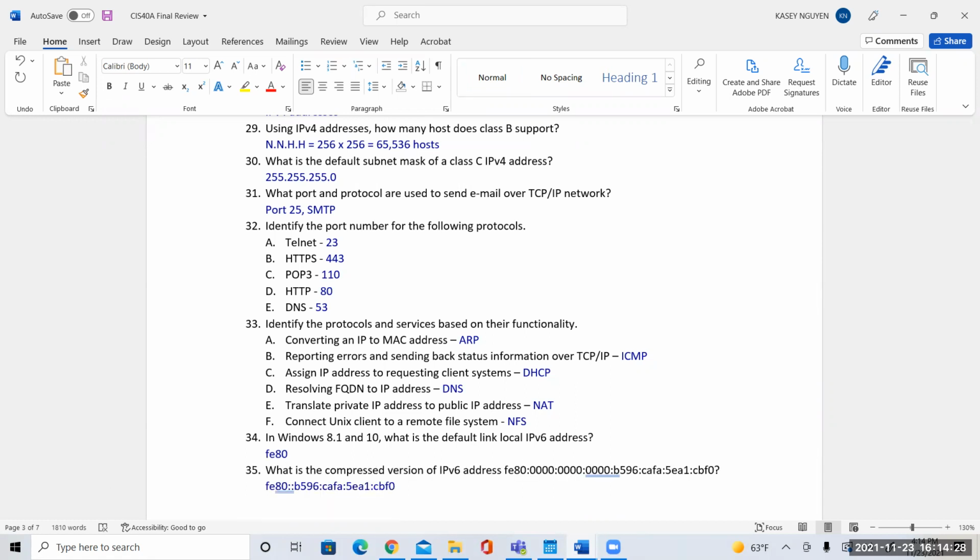What is the compressed version of the IPv6 address, right? FE80, 00, B596, etc. So when you see the 0s in the middle like that, you truncate them by using the colon. So you can use a double colon or a single colon. Often people would use a double colon to compress all those 0s. Okay, so you can reduce all of those 0s by using a double colon.